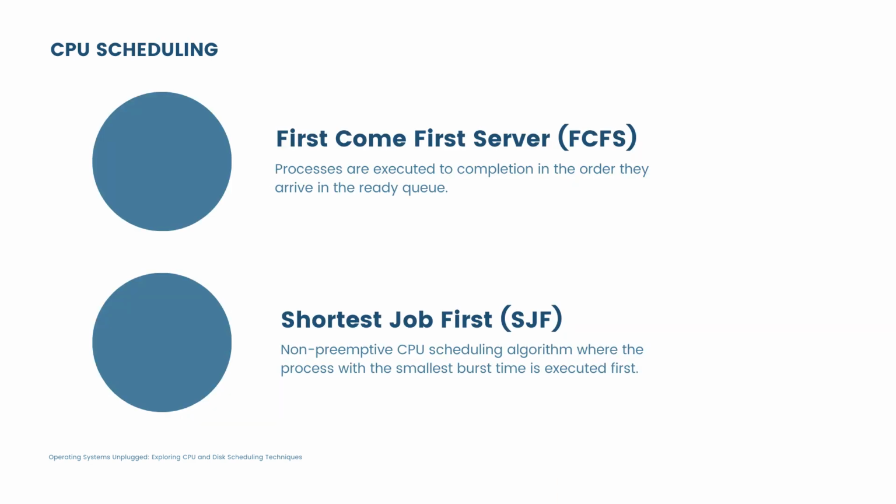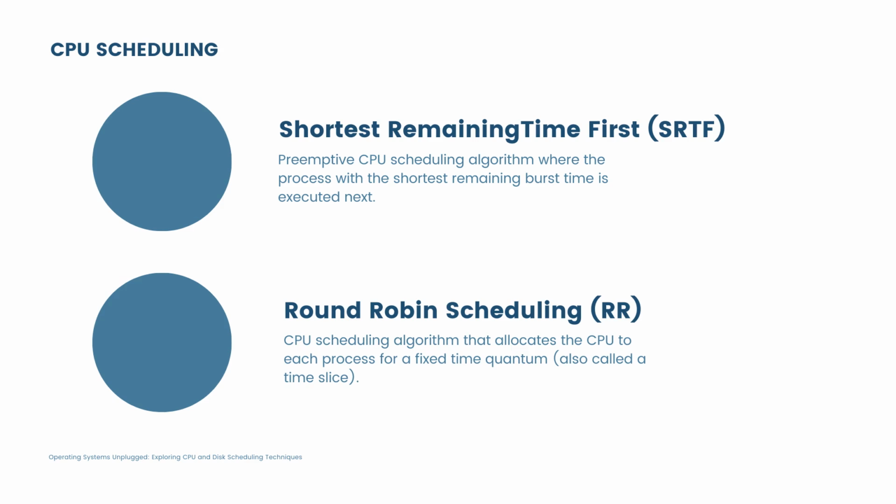First come, first served. Processes are executed to completion in the order they arrive in the ready queue. Always non-preemptive. Shortest job first, or SJF. Non-preemptive CPU scheduling algorithm where the process with the smallest burst time is executed first. Shortest remaining time first, or SRTF. Preemptive CPU scheduling algorithm where the process with the shortest remaining burst time is executed next.